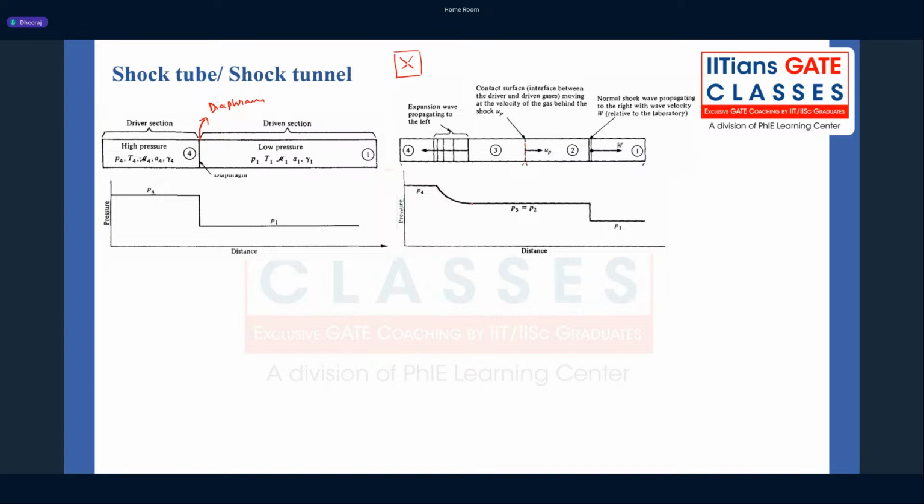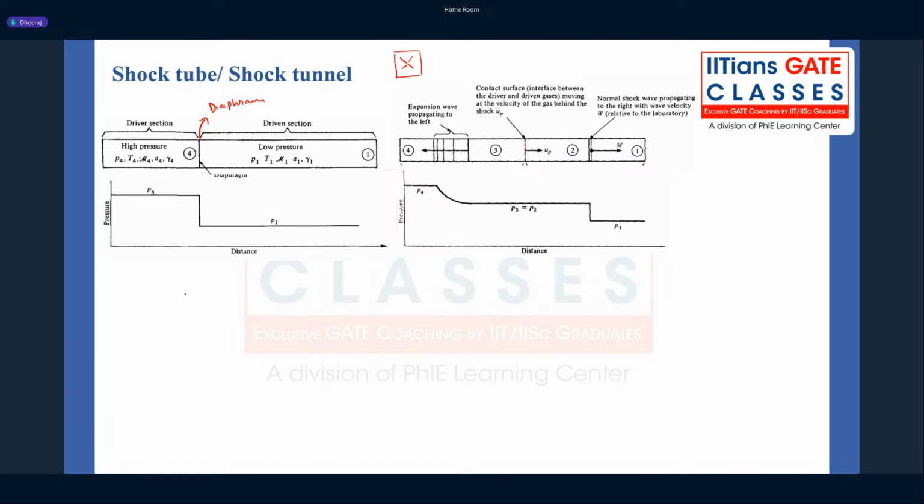decrease in pressure, and since the initial pressure is P1, the pressure behind the shock will be higher. So just at this location my pressure will drop, and in the expansion region it will increase to P4. So this is a typical pressure distance curve of a shock tube.